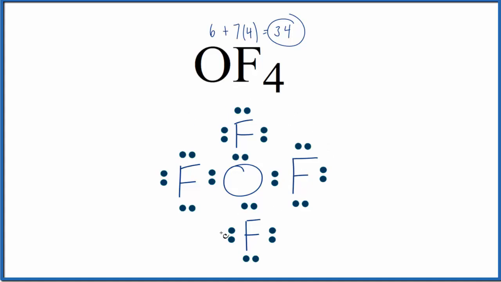So we've used 32 valence electrons, but remember we have 34. So where did those extra electrons go? Really, there's nowhere to put them. And that's why I say I don't think that this OF4 molecule would exist. Certainly not at any standard condition you'd find in a lab.